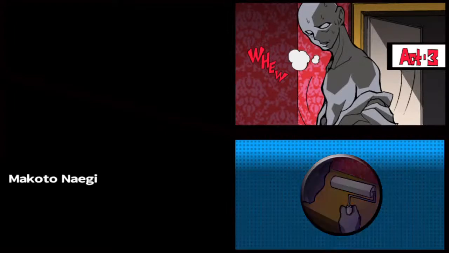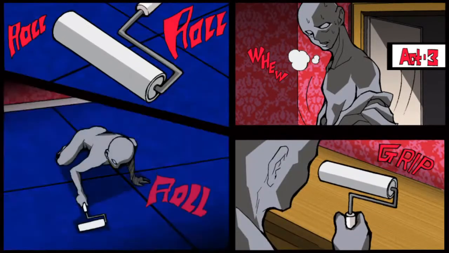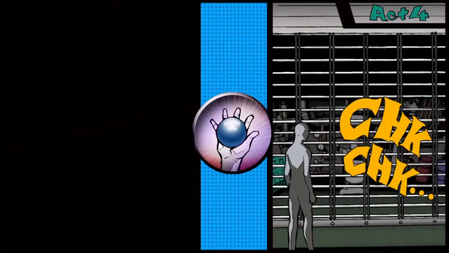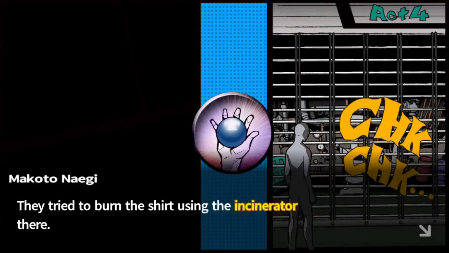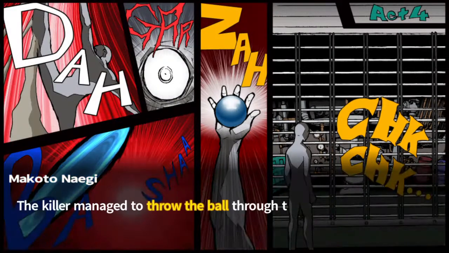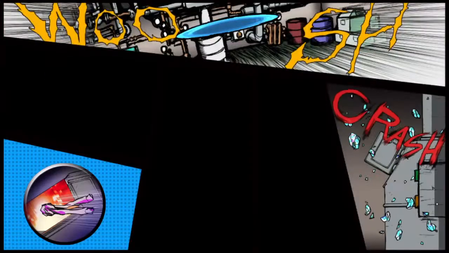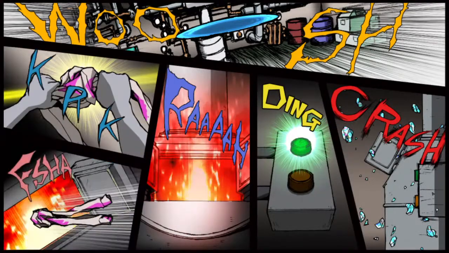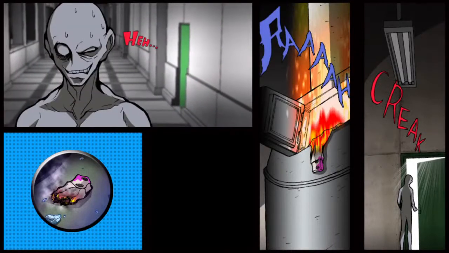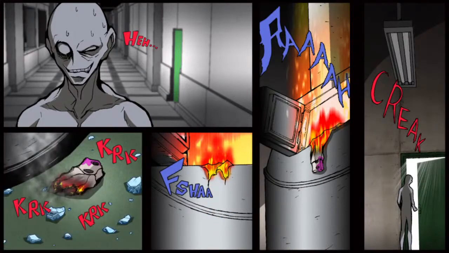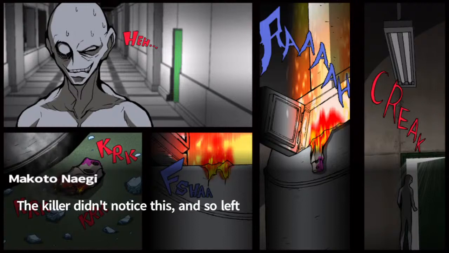And with that, was Sayaka dead? First they took... Then they took the lint roller and they wanted to make sure they got rid... Afterwards, they tried to put the trash... So they came up with... The killer managed to throw... The crystal ball, which then quickly... Having destroyed, but there was one... Part of the shirt they'd thrown into the... The killer didn't notice this.